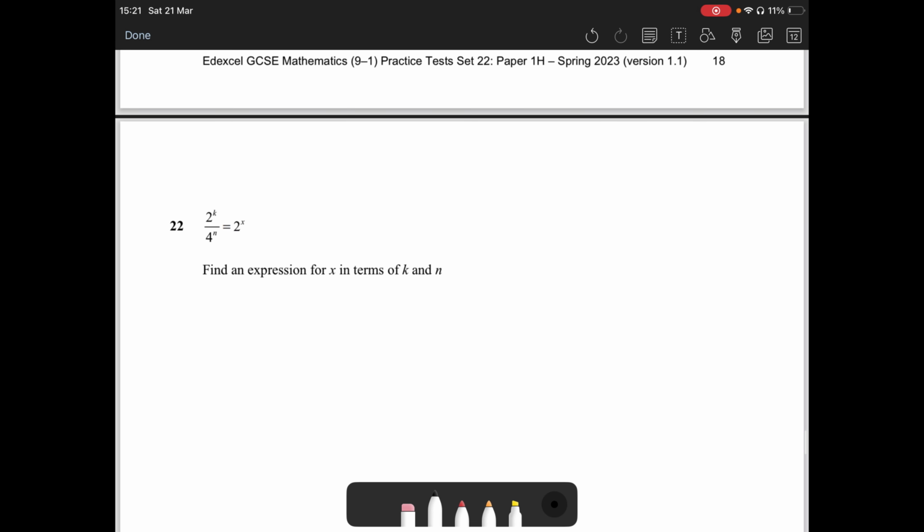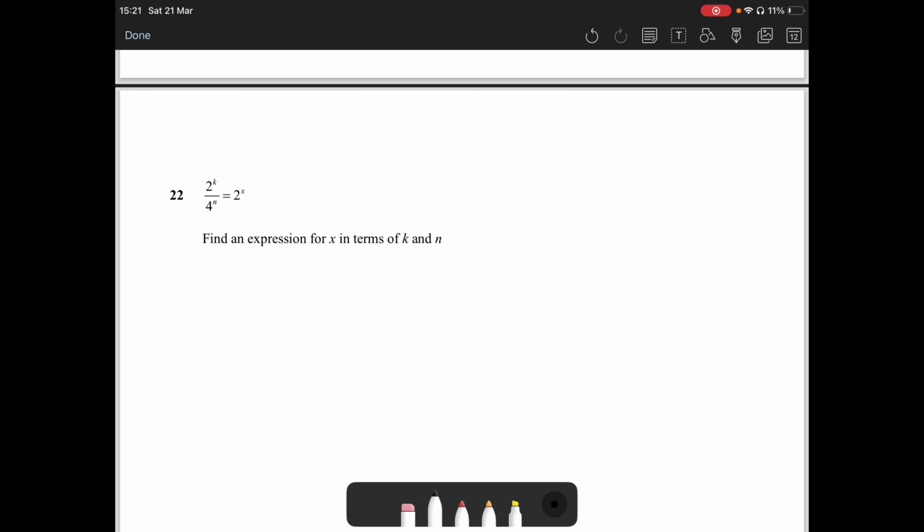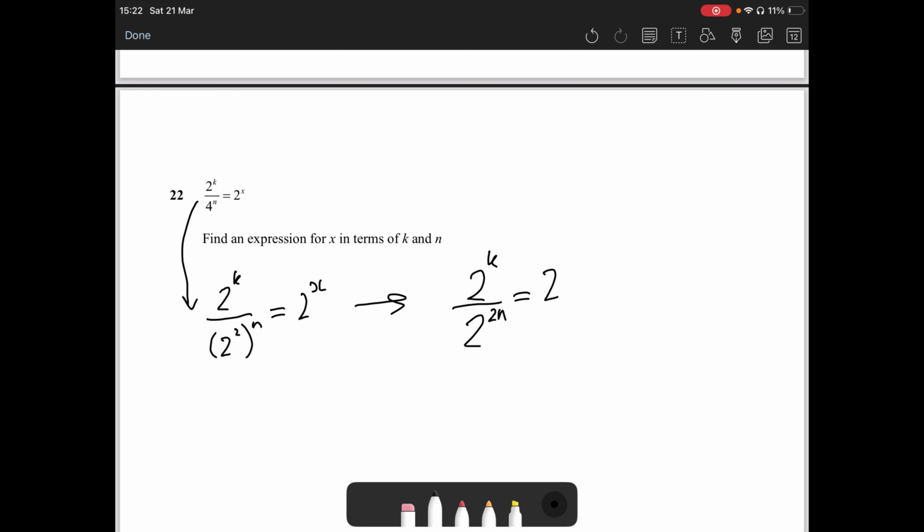22. This is actually not that bad. So look, all right, 2 and 4, let's rewrite everything in powers of 2. So 2 over k, 4 is 2 squared to the power of n. All I've done there is replaced 4 with 2 squared, which I'm well within my rights to do. So 2 to the k over, now to get rid of the brackets on the denominator, you can multiply them out, 2 to the 2n equals 2 to the x.